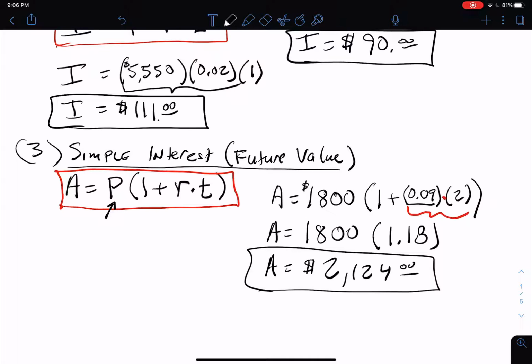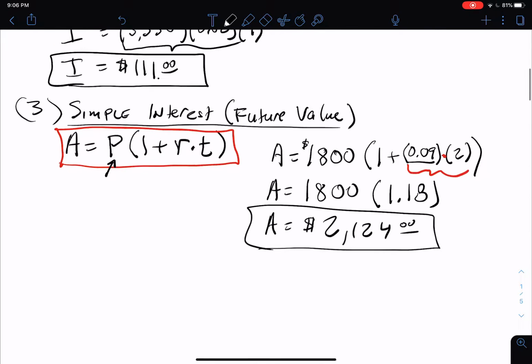Now the thing about simple interest that's interesting is that the amount of money you made the first year for simple interest, the interest is going to be the same amount every year. So it's actually just a linear growth. You're going to make the same amount every year. It's going to be 9% of $1,800 the first year, and 9% of that $1,800. It's just of the principal.